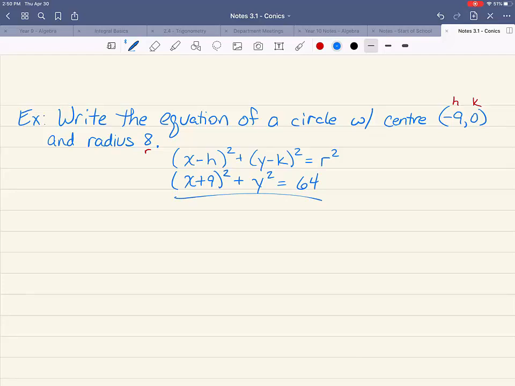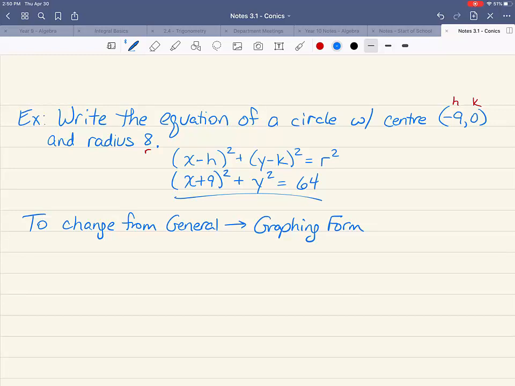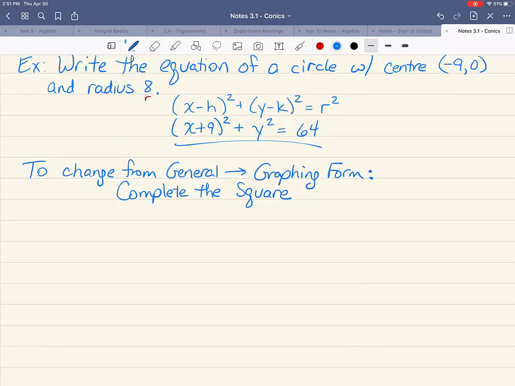All right, now we need to talk about how to change from general form to graphing form. Because if an equation is in general form, it's really hard to see immediately what the center and radius are. The method that we're going to use is called complete the square. So let me show you an example of how this works.